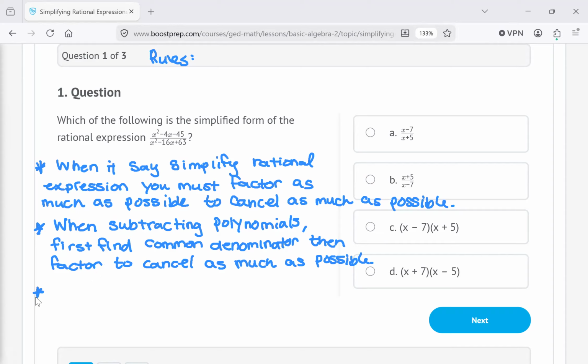Okay, the last one. To find the excluded values of a rational expression, factor as much as possible, then set the denominator to zero and solve for x. They will ask for an exclusion. It's basically your vertical asymptote. So to find the vertical asymptote or the exclusion of a rational function, you factor as much as possible. If something cancels, fine, cancel it. If something doesn't, fine. Then you set the denominator to zero and solve for x or whatever your letter is.